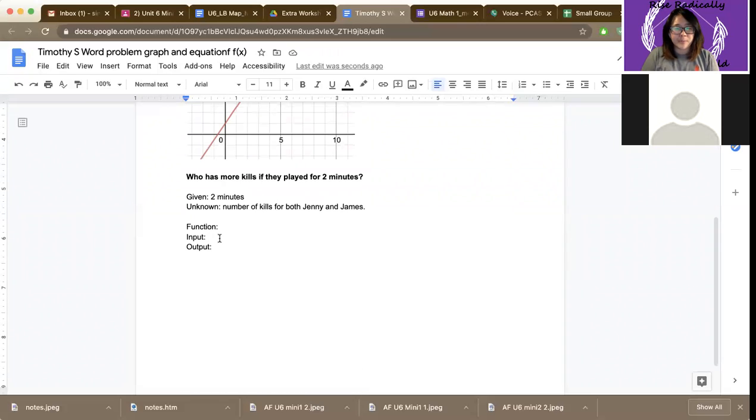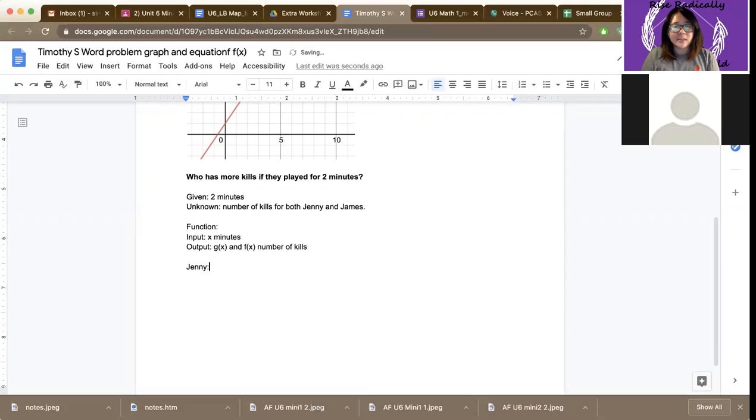So I know that input. Wouldn't it be 2? It would be 2 in this case, but right now I'm just thinking about the word problem. So x is going to represent minutes, and the output is going to be either g of x, and for the graph I'm going to say f of x, is going to represent the number of kills.